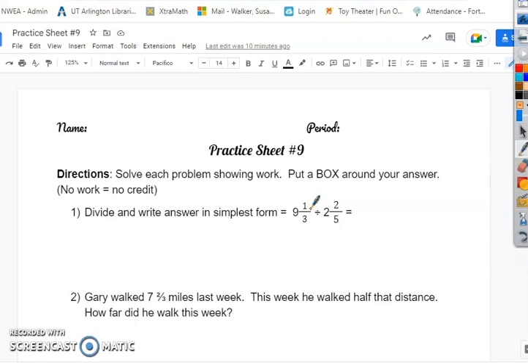Since this is our first one, I'm going to walk you through all of it except the last step. As you know, we do Texas. That's our first step. Divide is just like multiply, so make that improper. 3 times 9, 27 plus 1 is 28 over 3. 5 times 2, 10 plus 2, 12 over 5.